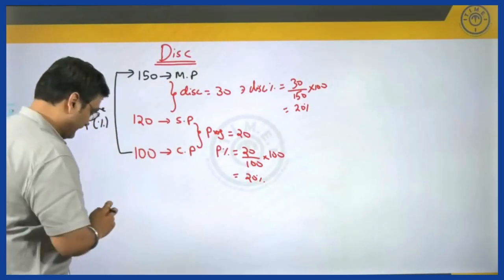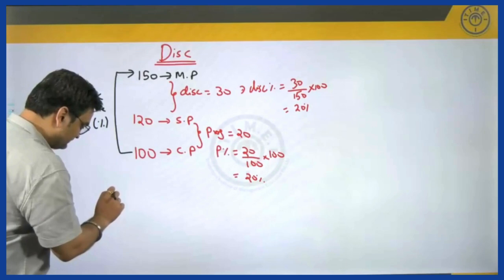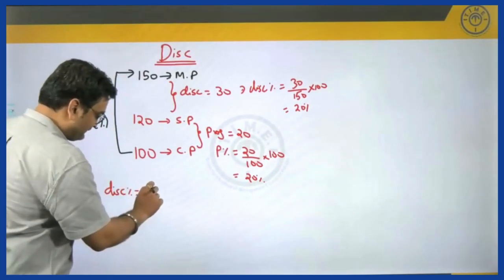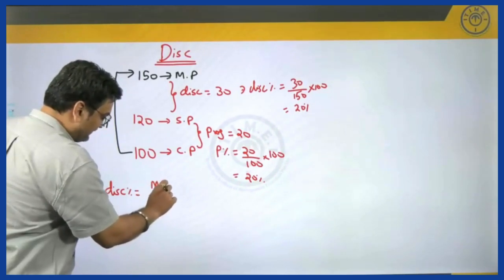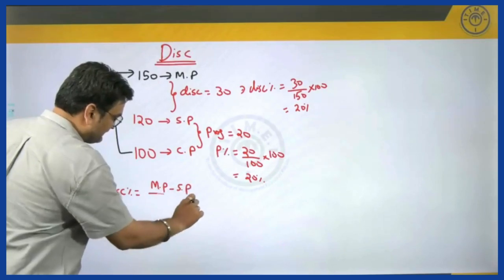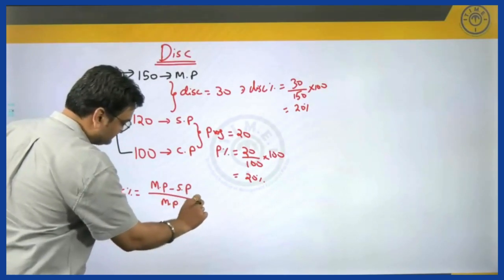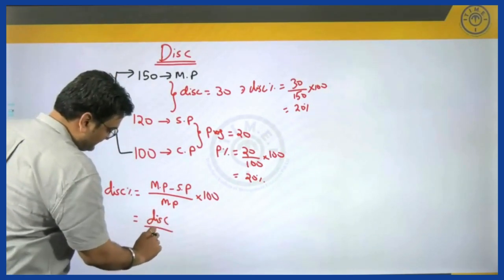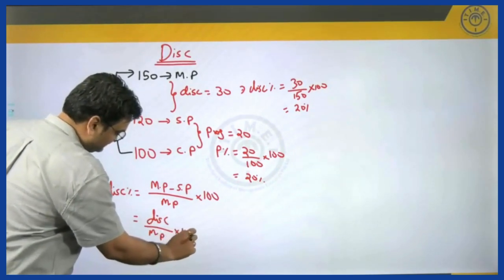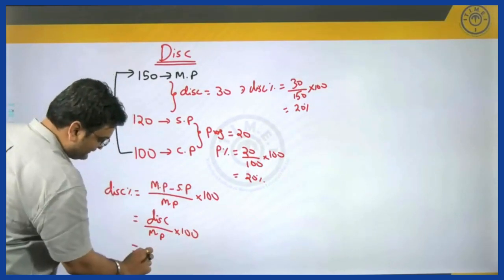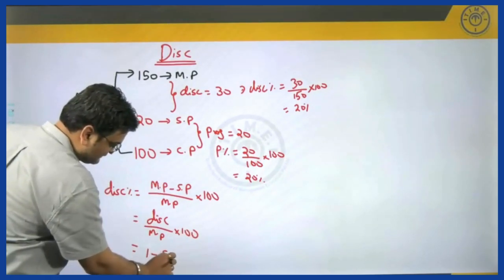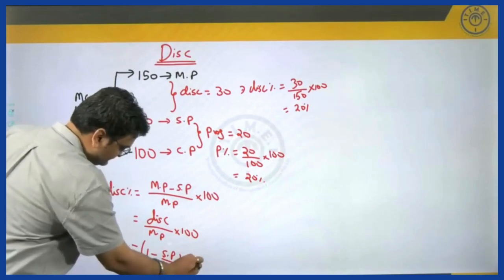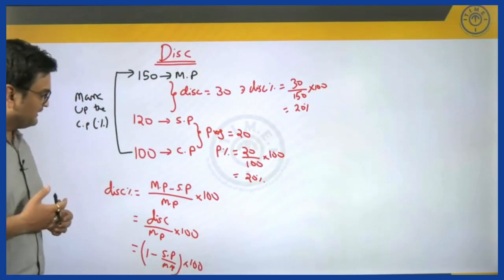So thus the formula will be: discount percentage is given as mark price minus selling price upon mark price into 100. It can also be written as discount by mark price into 100. It can also be written, if you divide the numerator by the denominator, into 100. We can represent it in so many different ways.